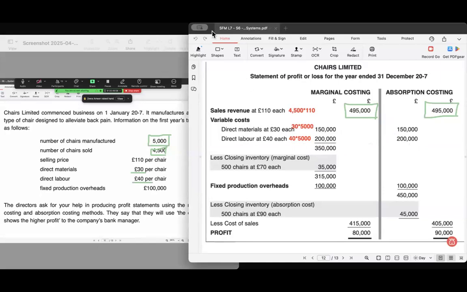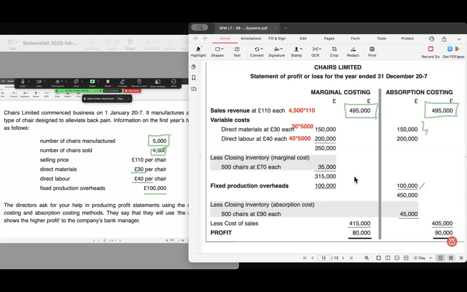Clear? Now let's look into the absorption costing. So done with variable costing. Now the next is fixed costing, right? Fixed production overhead. So here, as you can see, fixed production overhead, it's given already. The total fixed cost is already given. We just need to add it. So the total cost as per absorption costing is equal to 450,000. Right? Is that clear?